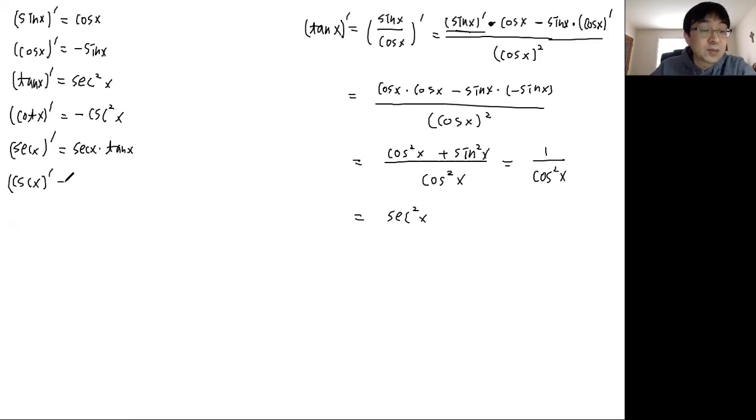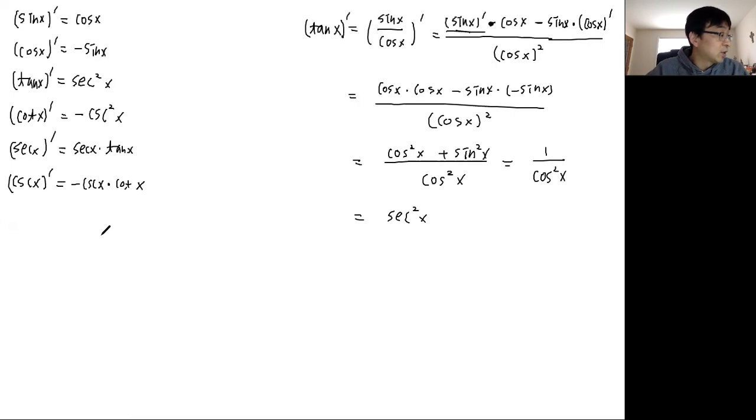The cosecant x prime is the same. The cosecant of x is 1 over sine of x. Take the derivative, use the quotient rule. We have negative cosecant x times cotangent of x. This is the whole idea for solving this problem.